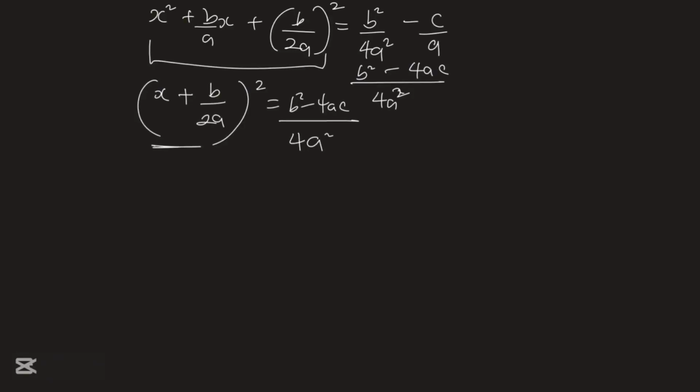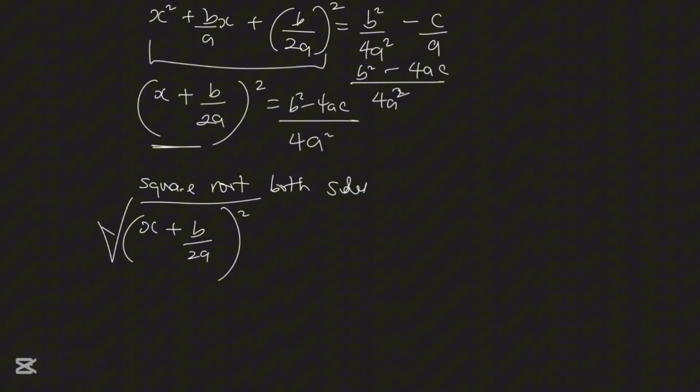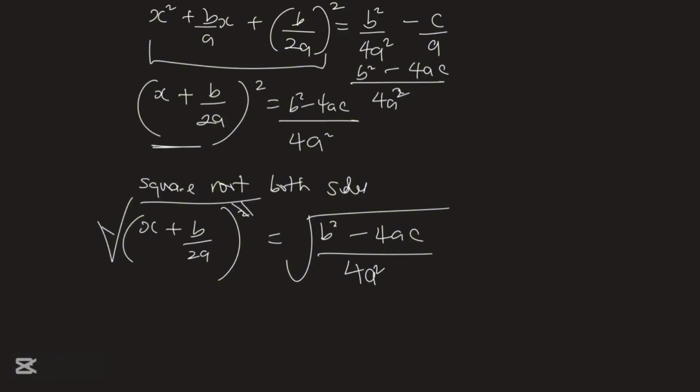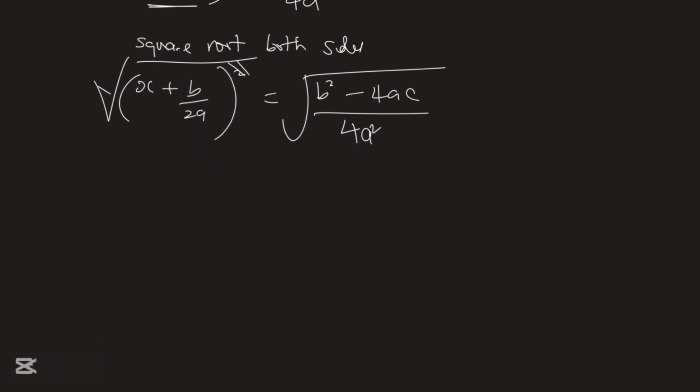Now, since this is a perfect expression, we can simplify. That means we can eliminate this square here. To eliminate this square, we square root both sides. So what do we have now? It's going to give us x plus b over 2a, since the square root and the square cancel themselves out. On the right, we have the square root of b squared minus 4ac over 4a squared. Remember that the square root of 4a squared is 2a, since we squared 2a to get 4a squared.